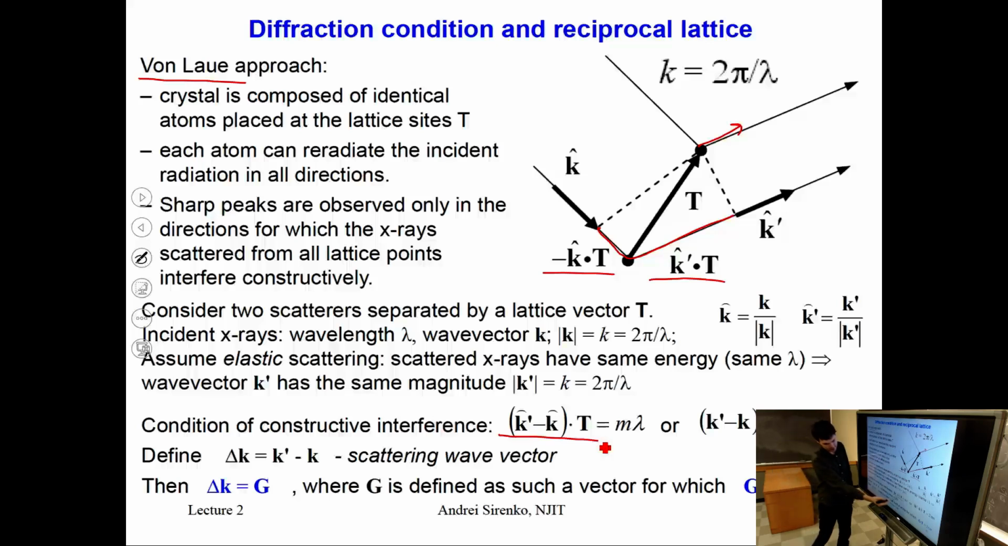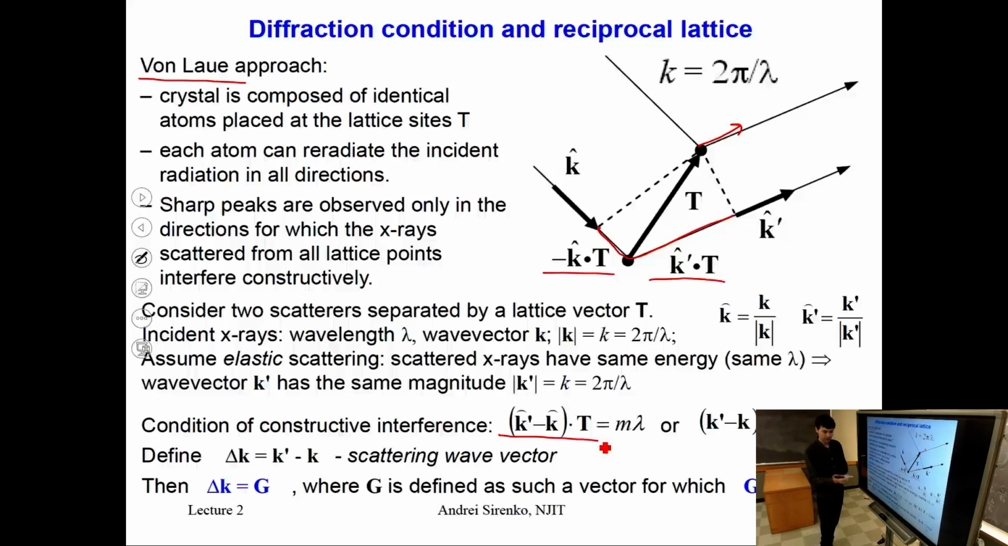Now, you can see that this formula is very similar to Bragg's law, because if you take a dot product of two vectors, there will be a cosine or a sine there. So this formula will be the same. We can prove it rigorously, but I refer you to your textbook for that. I will focus on the meaning of this approach, what it gives us.